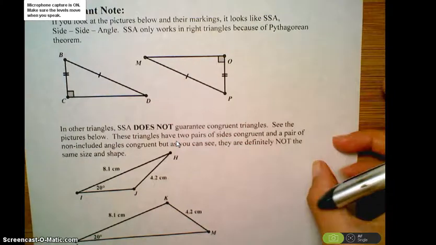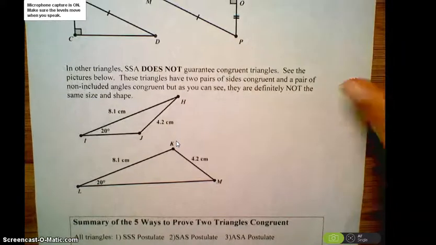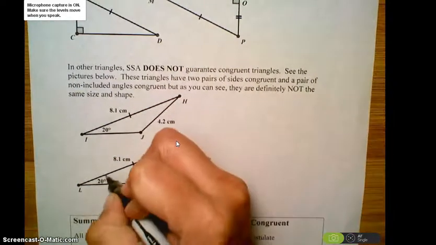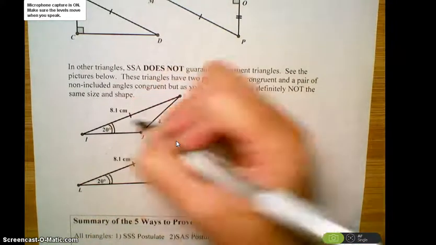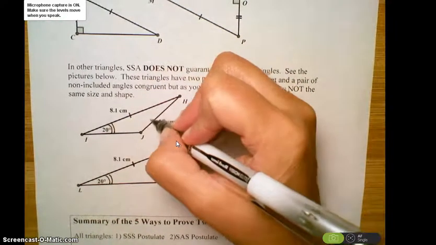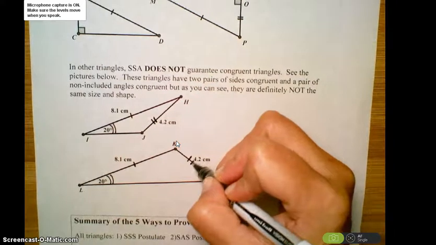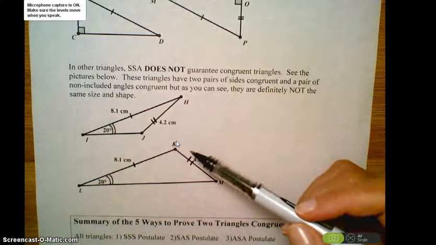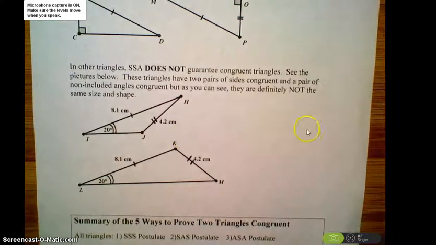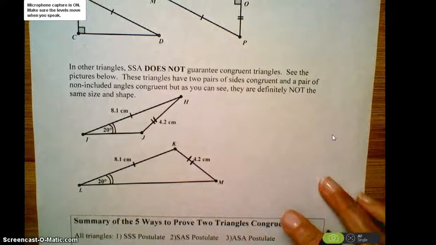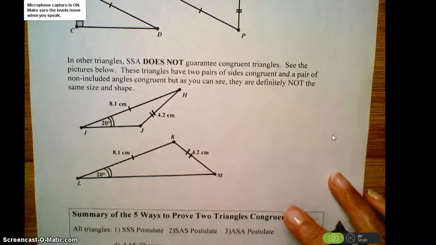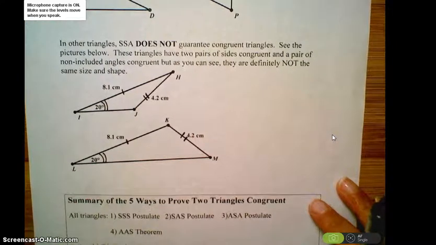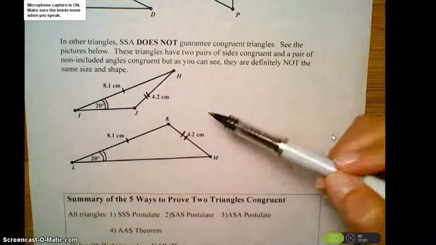Now, when your triangle is not a right triangle, like these two at the bottom, you'll see here we have a pair of sides that are congruent, a pair of angles that are congruent, and then a second pair of sides that are also congruent. Notice it's side-side-angle. You'll also notice these two triangles are not congruent to each other. So by knowing two sides and the non-included angle, I can't guarantee the triangles are congruent, and therefore we can't use it on a regular basis for all triangles.